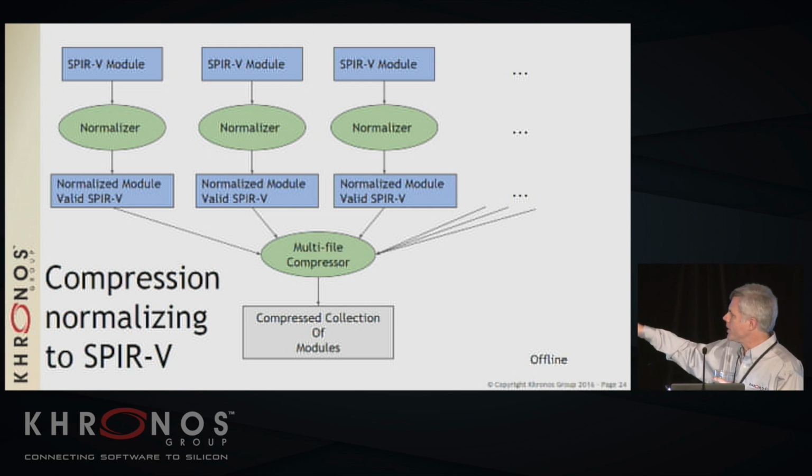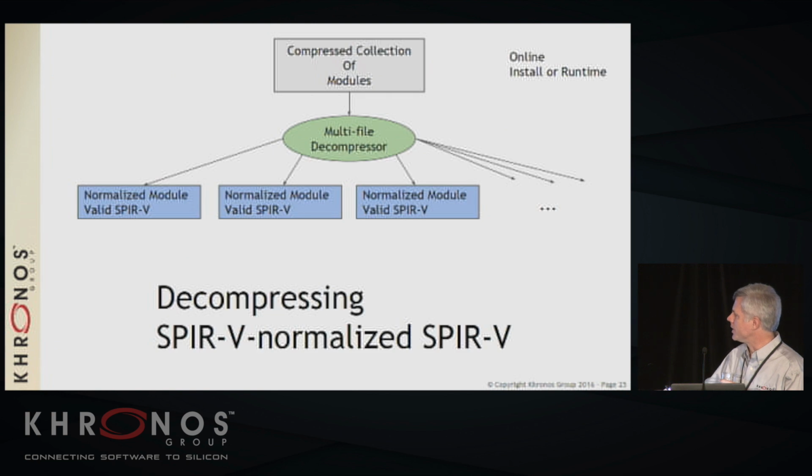So if you normalize to valid SPIR-V modules and then compress it, create a compressed collection of modules, and then distribute that, then on the end user device, you do the decompression, you end up with a bunch of modules that are ready to use. So that's using a normalizer that creates valid SPIR-V.